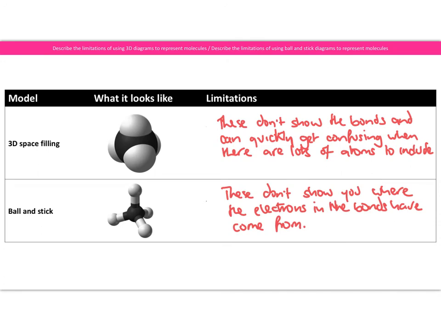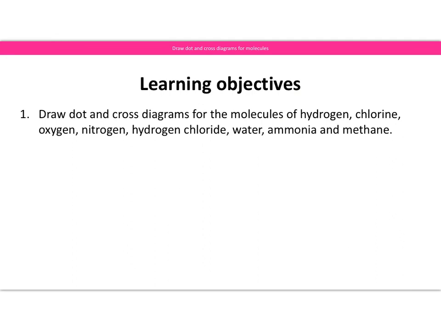So that covers the limitations of the different models that we have for representing simple molecules. Now we have to look at covalent bonding in terms of dot and cross diagrams. And very kindly, the specification actually lists which molecules you need to know. So 1, 2, 3, 4, 5, 6, 7, 8. Okay, so 8 molecules that you need to be able to do dot and cross diagrams for.